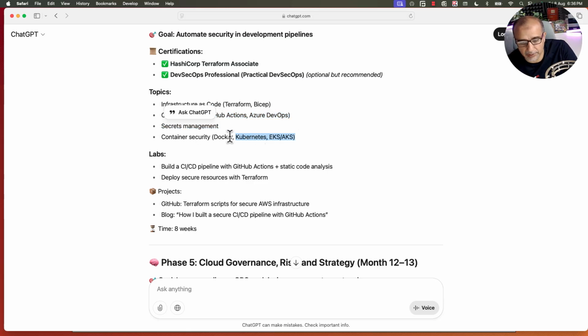Secrets management is important, and then container security, Docker and Kubernetes and all that. So they have not mentioned Docker and Kubernetes in detail, but it is very important to build that in the foundation. So the visual that we have put, if we combine it with this one, we get a close to perfect roadmap.